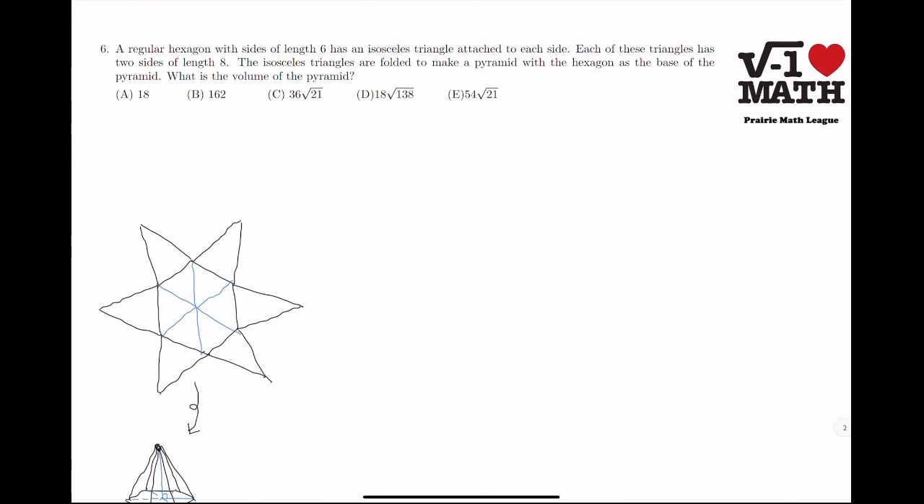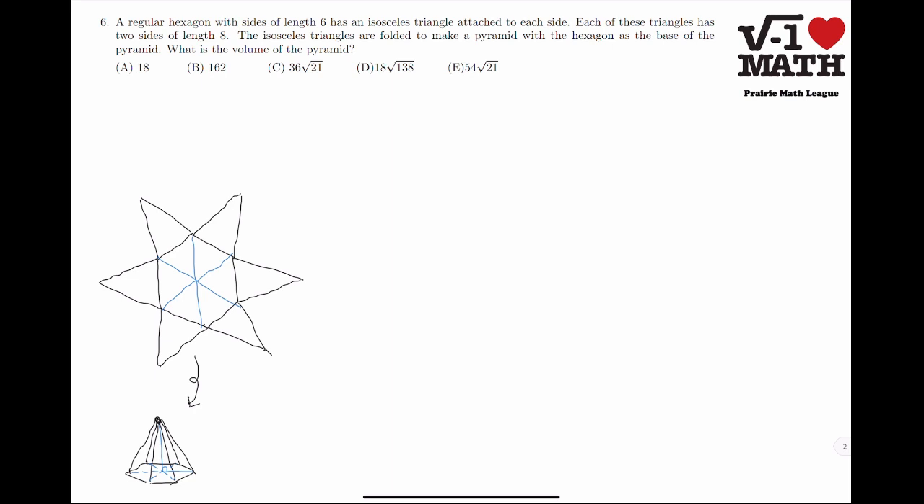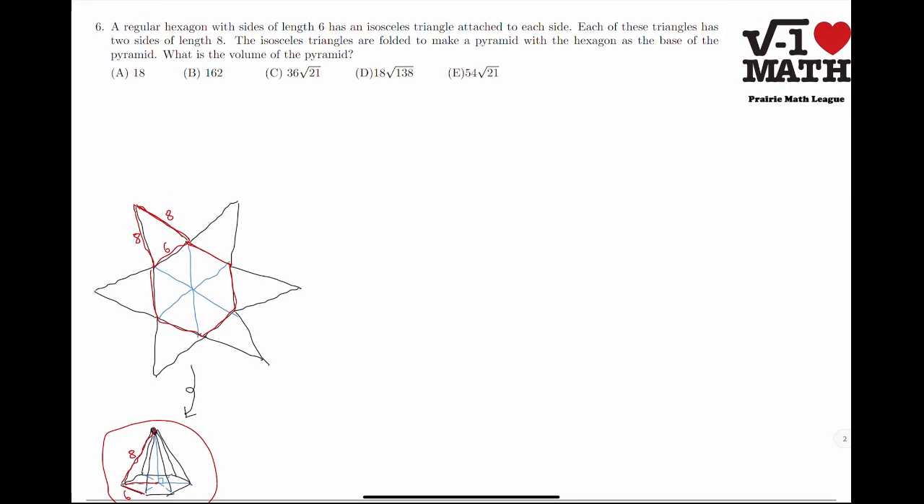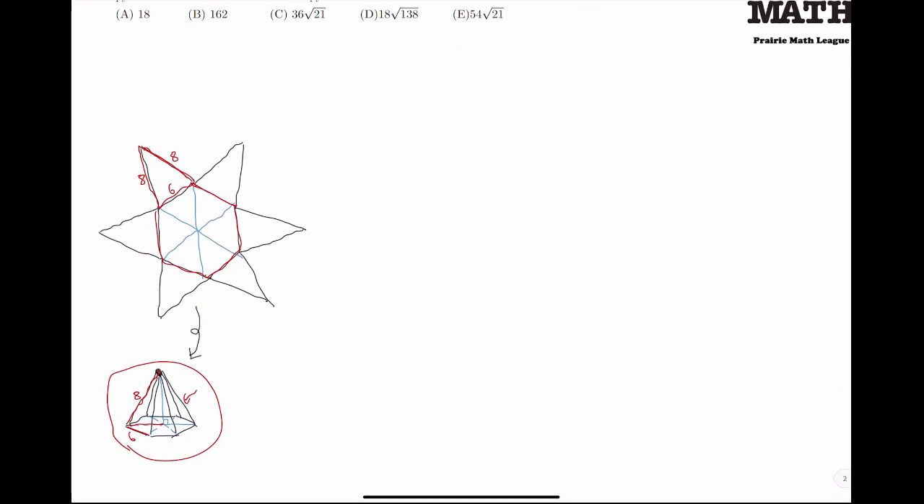Okay. For problem number 6, we have a regular hexagon with side length 6. So here's a regular hexagon, and it has side length 6, and isosceles triangles attached to every side. So for instance, this one, and each of these other sides has length 8. Now we're going to fold this to make this pyramid over here with this length 8 and this length 6. And finally, we wish to find the volume of this pyramid.